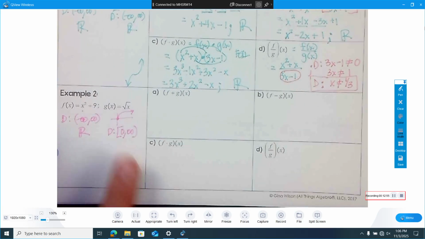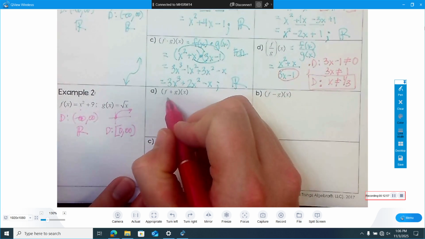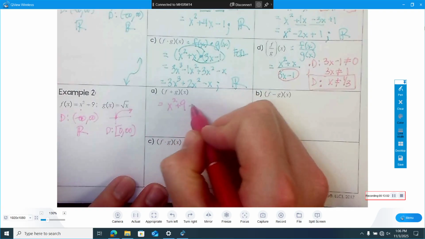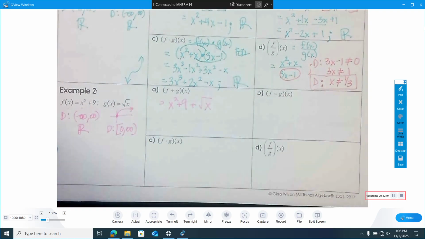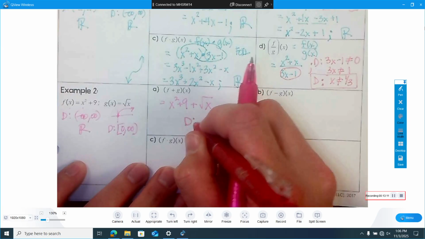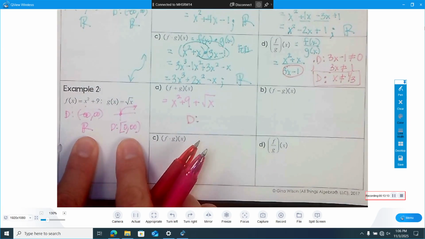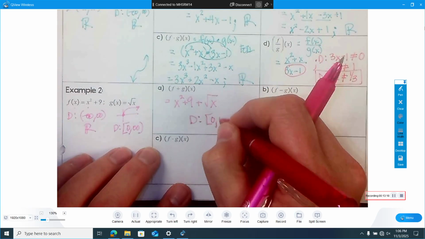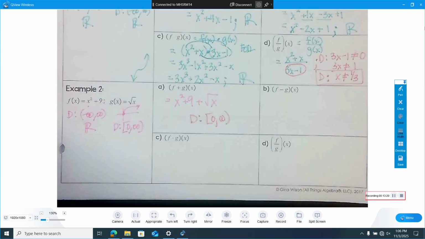is, okay? So for instance, here on this first one, f plus g, we would have x squared plus 9 plus the square root of x. I can't combine anything there. That's what it is. The domain is whatever the smallest domain happens to be. So from 0 to infinity because of that square root in there. All right. So you always go with the smallest group there.